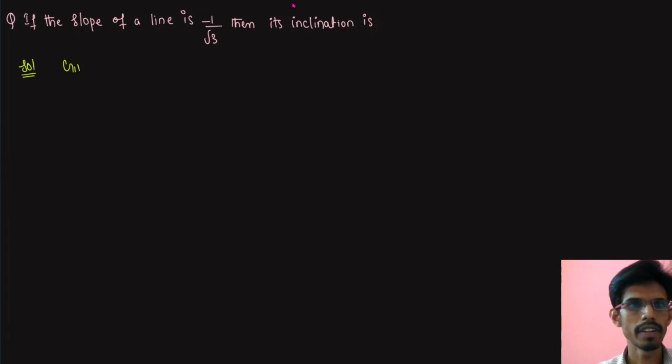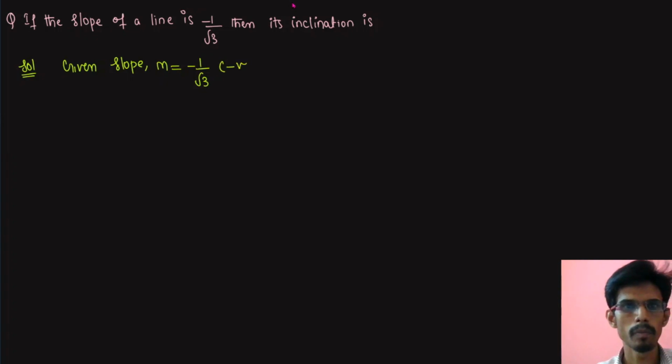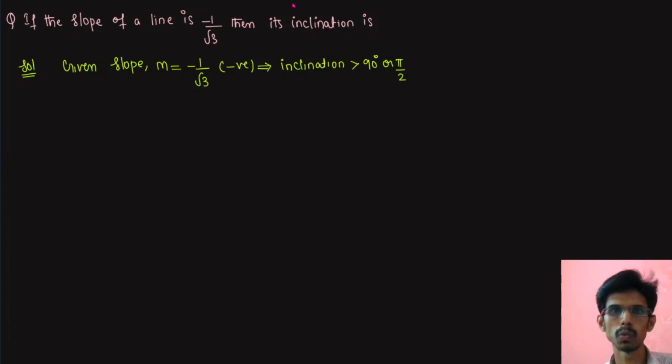So we have been given the slope of a line. Slope of a line is denoted by the letter m. The m value is given as minus 1 by root 3. Here we have a negative slope. Negative slope means the inclination will be more than 90 degrees, or we can say more than pi by 2. This is the concept we know.